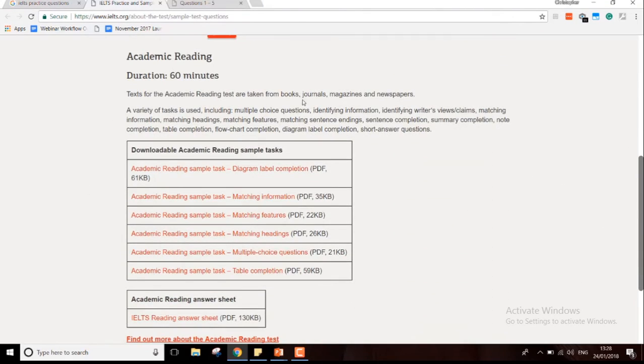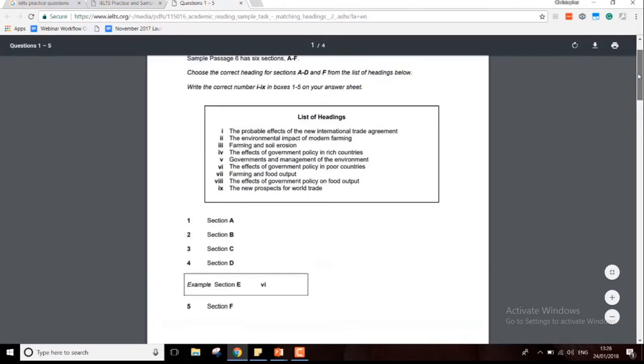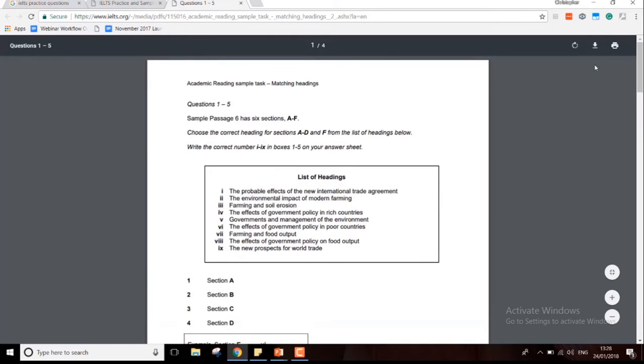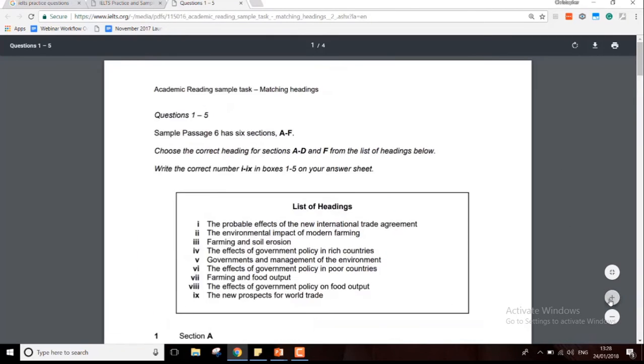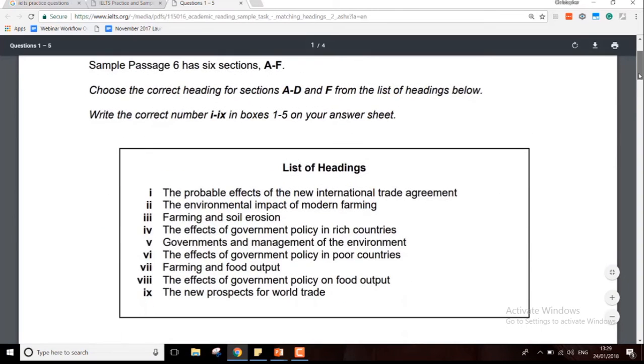So what we can do here is we can click into matching headings. And matching headings looks like this. So let me show you, let me zoom in first. So what most students do with matching headings is they'll look at the list of headings first, and they'll quickly look at these. They'll get a little bit confused because some of them are similar, but they won't really spend enough time understanding what they mean.